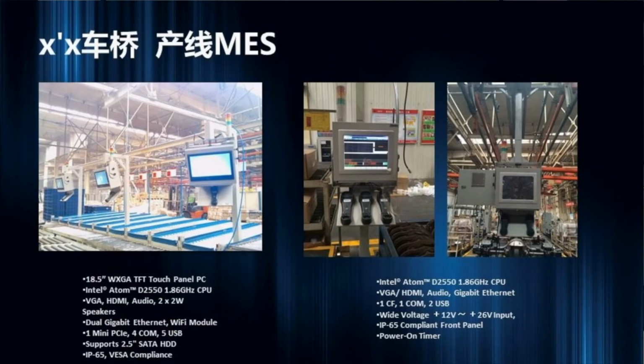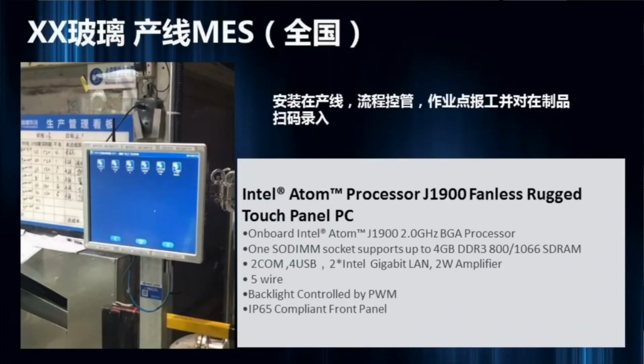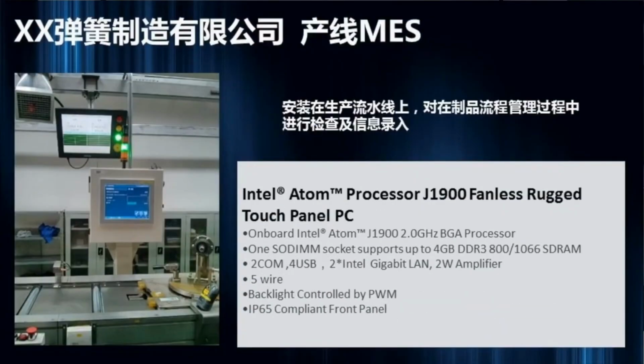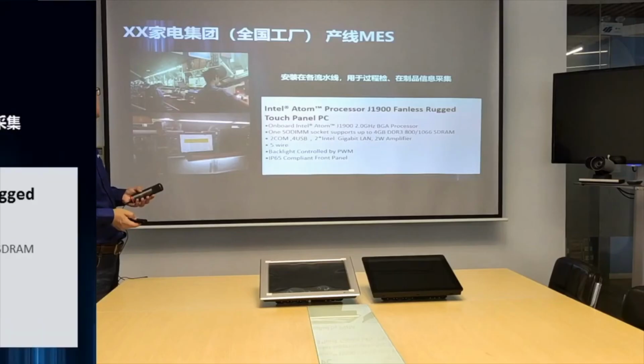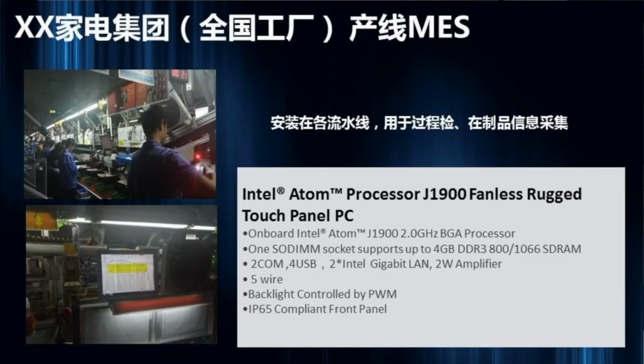This is a complete overview of another automotive production line MES. And finally, a glass production company. This setup is used in factories all across China, a typical example of MES. Here is an application of production line MES in a spring manufacturer. This is a project where we collaborated with a metal forging company and automotive company. This is a cooperation with a household appliance group. They use this MES in all of their factories.